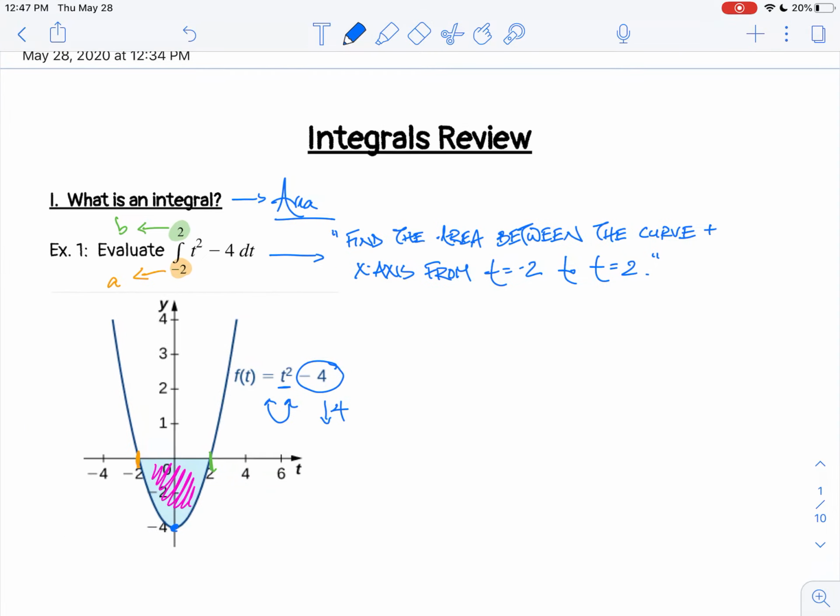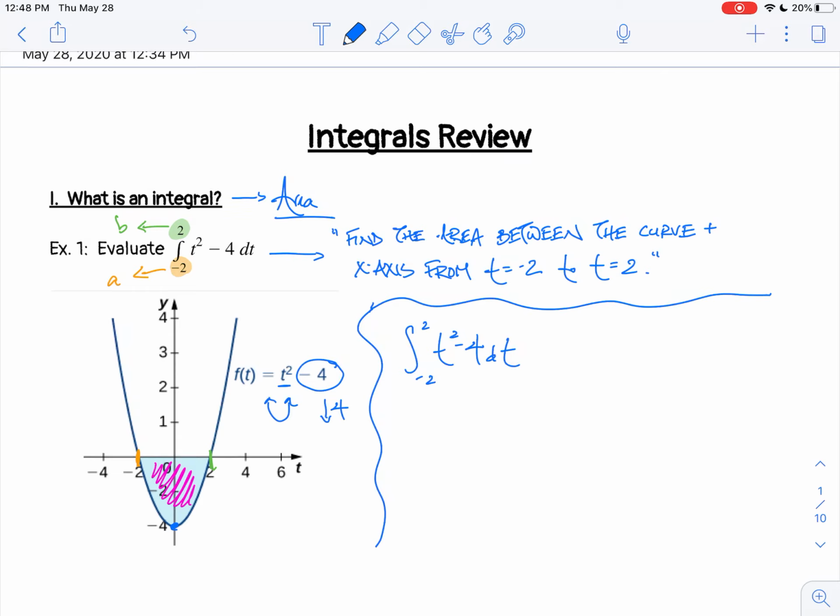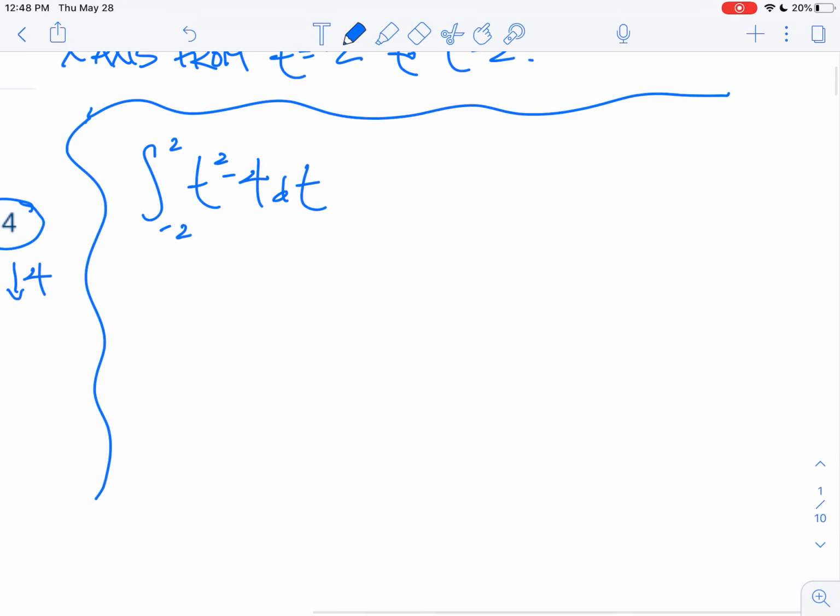So now let's get to the computational part. I'm going to go ahead and copy down the problem right over here. The integral from -2 to 2 of t squared minus 4 dt. Okay? So when we are trying to evaluate this, we want to see this as two separate parts. So we have our t squared and our 4.